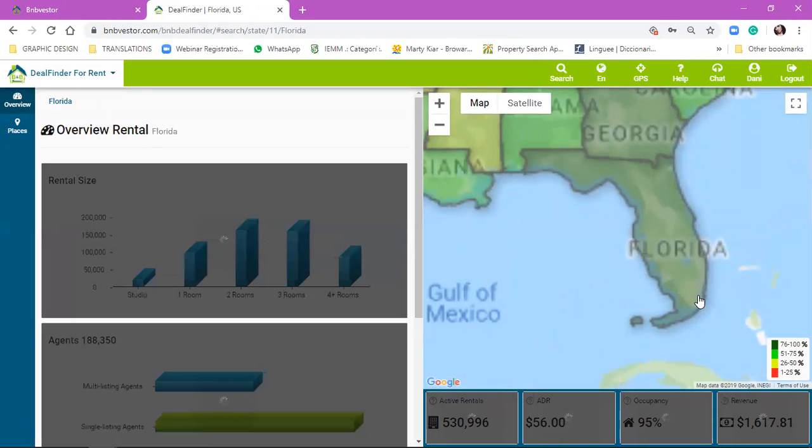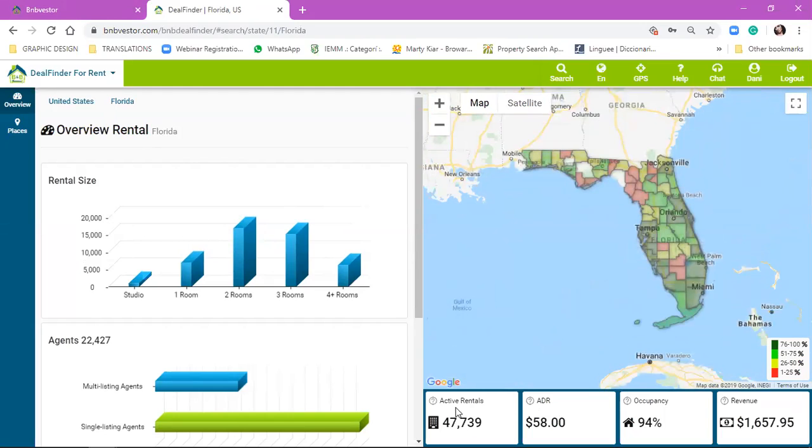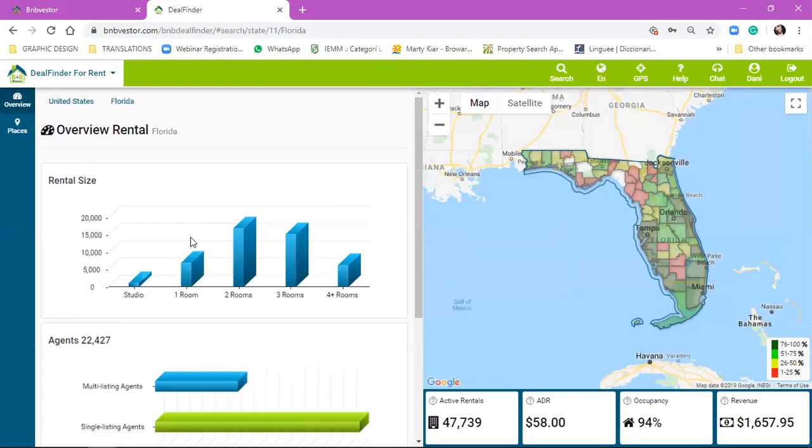Now if you notice down here, you see that we only see active rentals. This means active regular rentals. I don't give you any comparison of B&B rentals because that is in our overview of the regular B&B investor, okay? Here we're in the deal finder for rent.